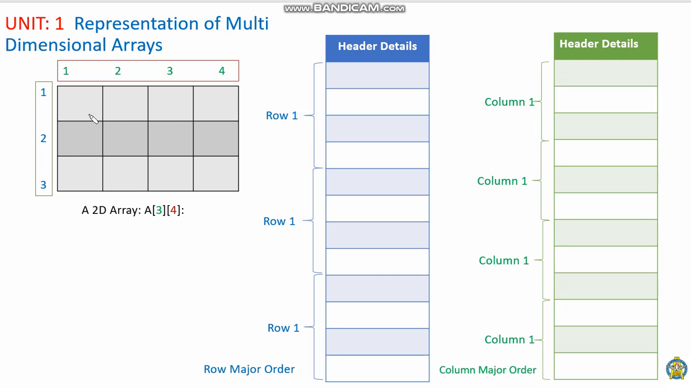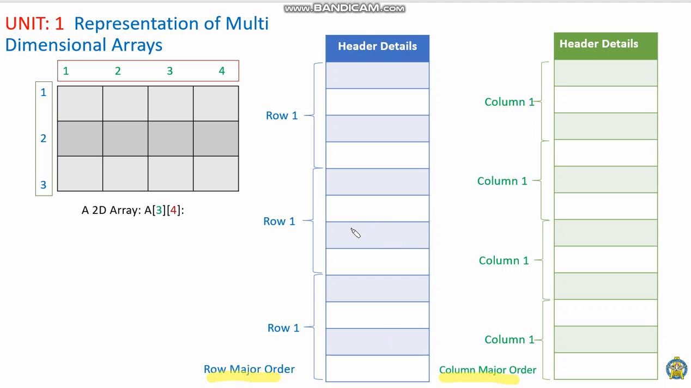Now when we have an array, though an array looks like a table in two-dimensional paper of rows and columns, the computer memory is linear. So how do we represent an array? Commonly there are two methods used to represent a two-dimensional or a multi-dimensional array in memory. One is called row major order and the other is called column major order.